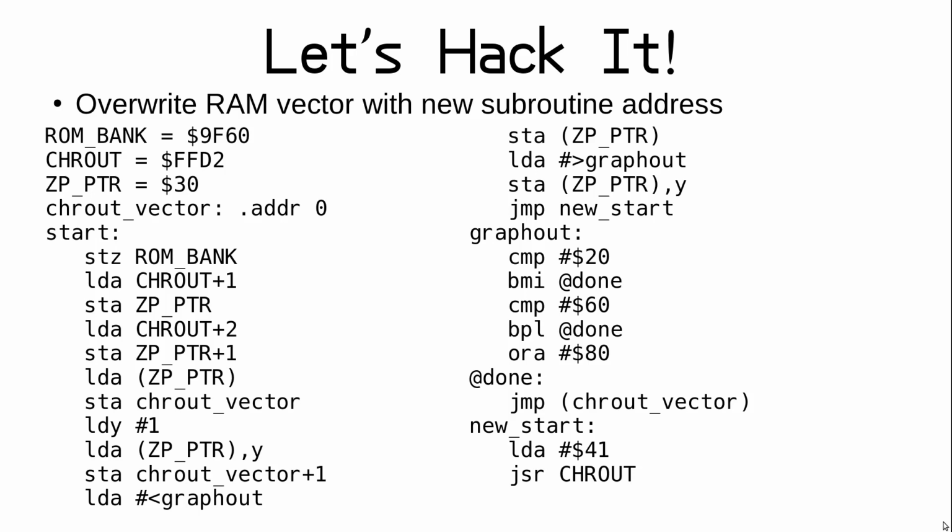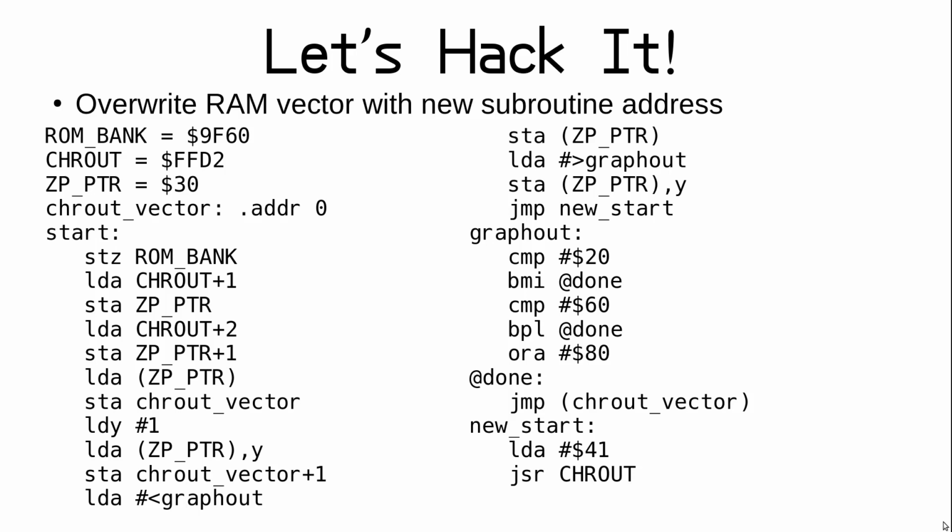The byte at the CHROUT address will be the indirect jump opcode, so CHROUT plus 1 will be the low byte of the address operand, and CHROUT plus 2 will be the high byte, so we can get those with some absolute loads instead. With that address copied to the zero page, we can now do an indirect load to get the low byte of the destination address, which we can store as the first byte at CHROUT vector. To get the high byte, we load Y with the value 1 so that we can do an indirect indexed with Y load, and then store that in the second byte of CHROUT vector.